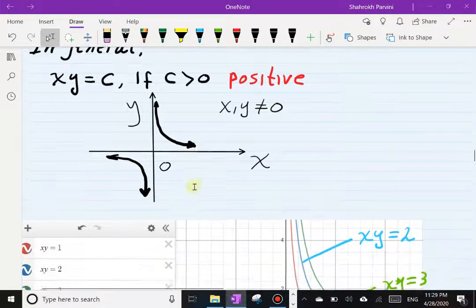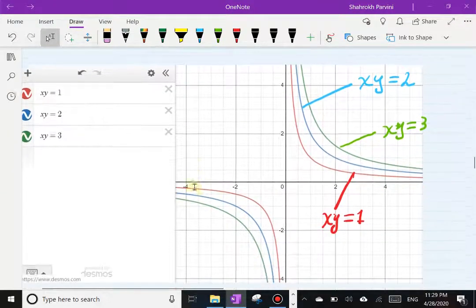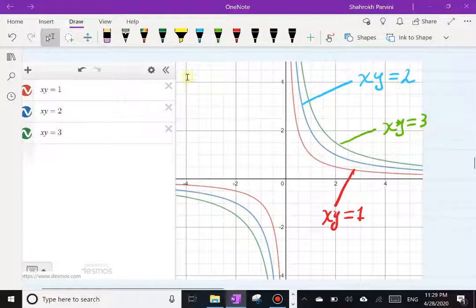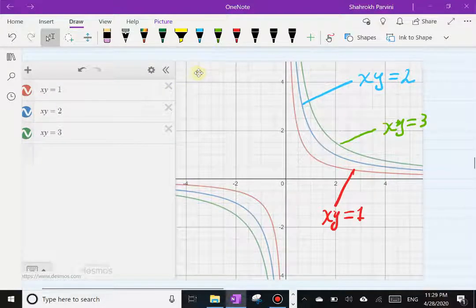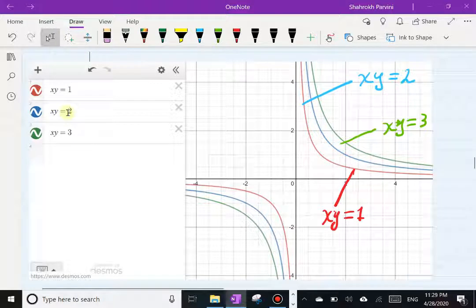Before we look at negative products, I went to Desmos and actually graphed this one. So you're looking at 3 equations: xy equals 1, xy equals 2, and xy equals 3. I have red, blue, and green. xy equals 1 is the one in red, this is one branch and here's the other branch of it. xy equals 2 is the one in blue. xy equals 3 is the one in green.